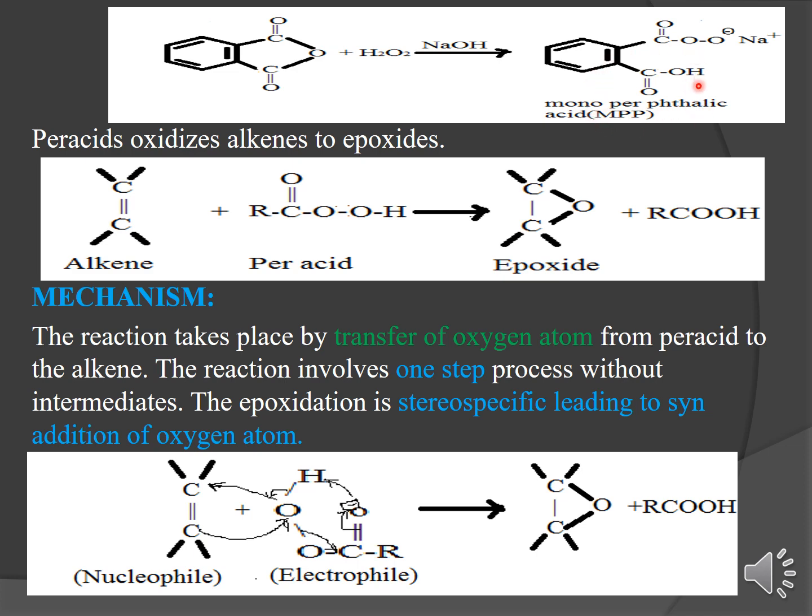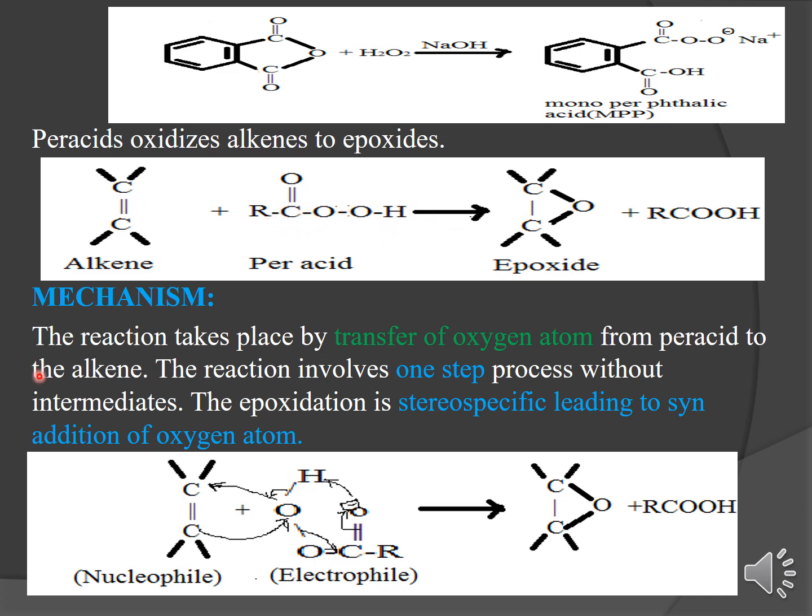Once the monoperphthalic acid is formed, and if we do the hydrolysis, that is, if we add the H plus, at that time the Na plus will be cleaved out by the formation of your peracids. And then moving on to the next, the peracids can also oxidize the alkenes to the epoxides. So when an alkene is treated with the peracid, the epoxide is formed with the cleavage of your carboxylic acid.